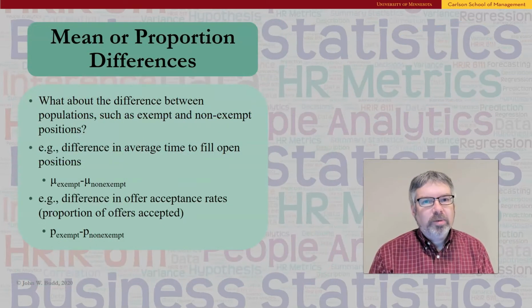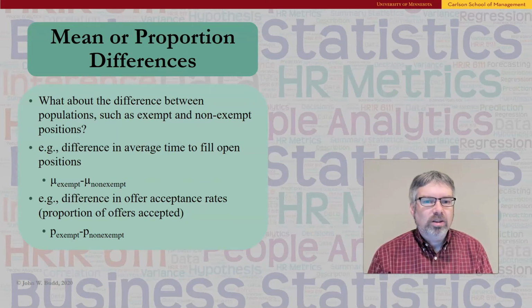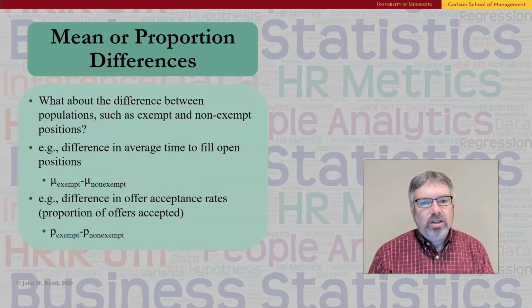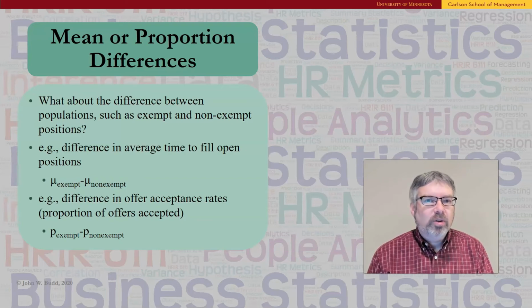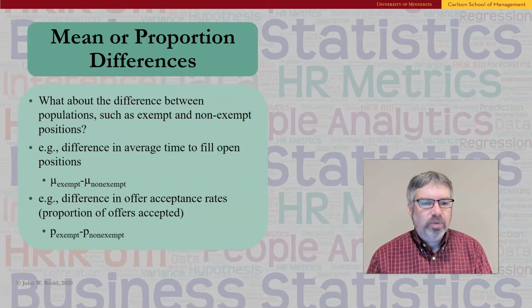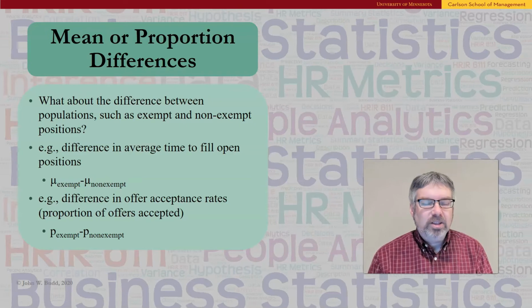Now, what about when we want to look at two samples? There are lots of cases where we might want to look across groups. In HR, you might want to understand differences between exempt positions and non-exempt positions. From a recruiting perspective, for example, is there a difference in the average time to fill open positions? We might think of that as a difference in the true population means in the average time to fill open positions between exempt and non-exempt. So mu exempt minus mu non-exempt.